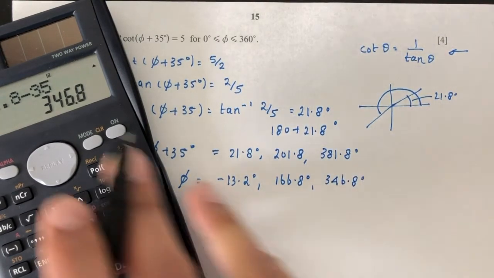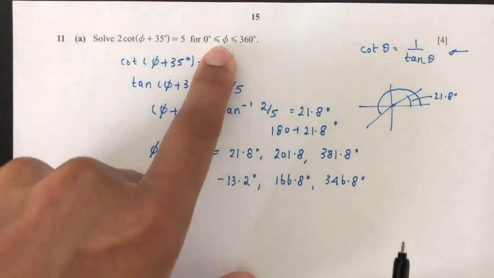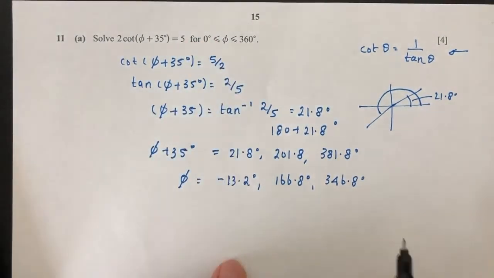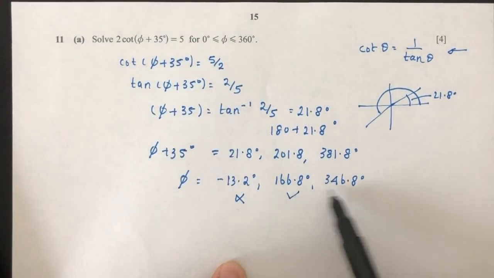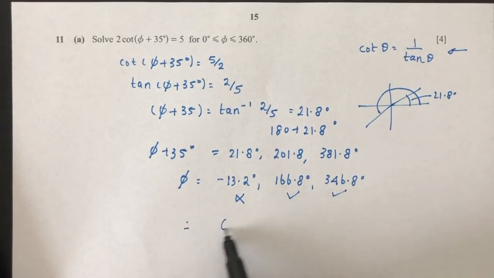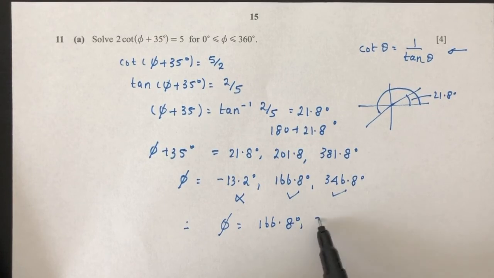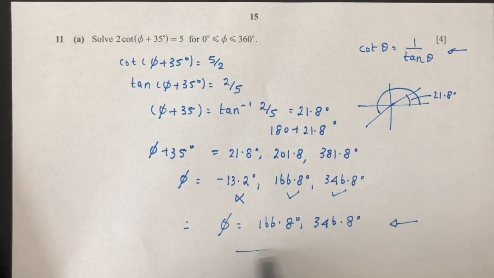We are given that this angle phi is between 0 and 360. So this one is outside and this one is inside. So in this case, our answer will be 166.8 and 346.8. This will be part A of your solution.